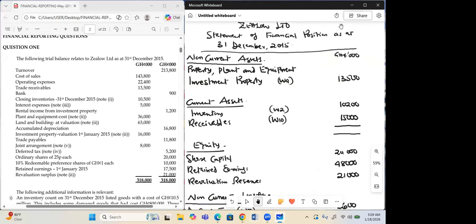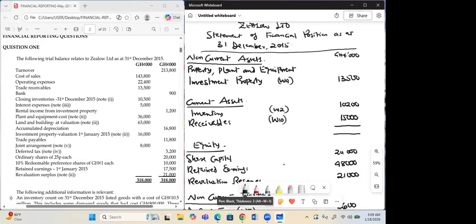Come here. Now, sum all these assets without the PPE and let's see. 13,500 plus 10,200 plus 15,000. What does it give you? It's giving 38,700, right? When I take it out from the 125,800, my PPE should give me 87,100.